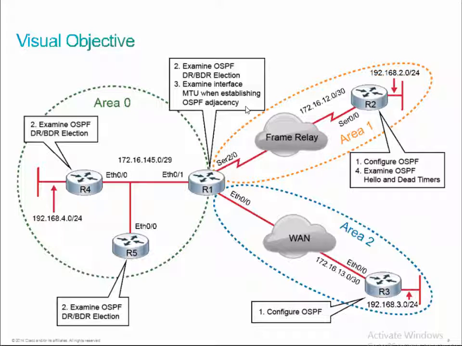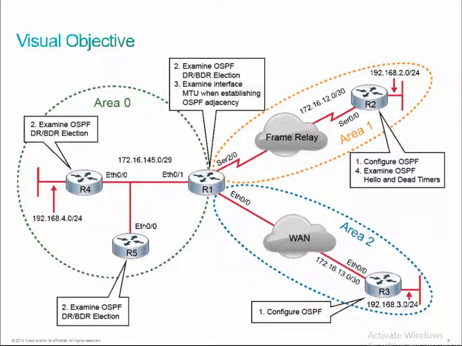So we're going to do a couple of different things here. Number one, we're going to configure OSPF on our router number 3. So we're going to set up OSPF on router number 3, which actually is a really simple configuration, very similar to what we saw in EIGRP. The only exception is that we're now going to be assigning areas in the OSPF process. So Ethernet 0/0 is going to have to be assigned to area 2, and our loopback interface 192.168.3.0 is going to be assigned to area 2.